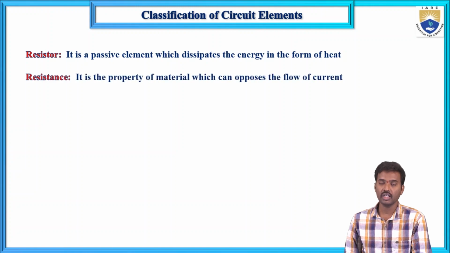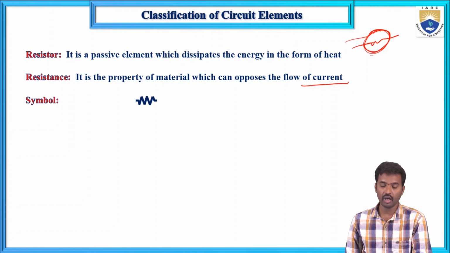So now resistor is different and resistance is different. Resistance is a property of material which opposes the flow of current. This is the resistor, and this property of resistance is the material's opposition to the flow of current. So now here, this is the symbol for it.